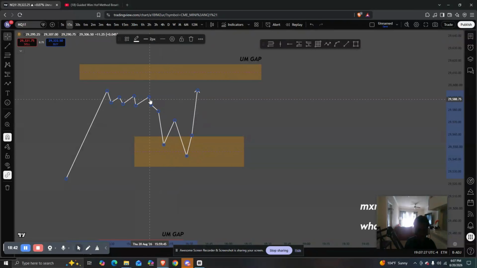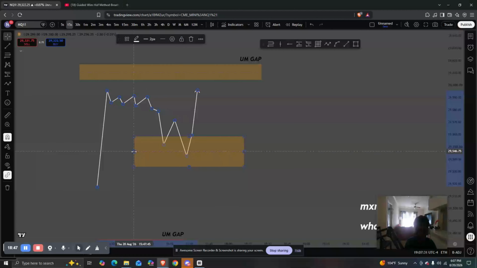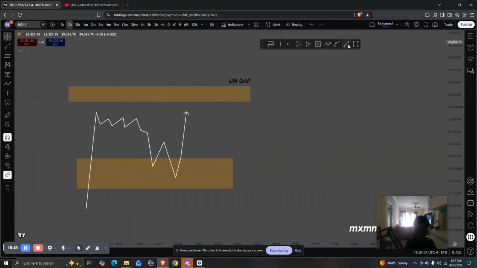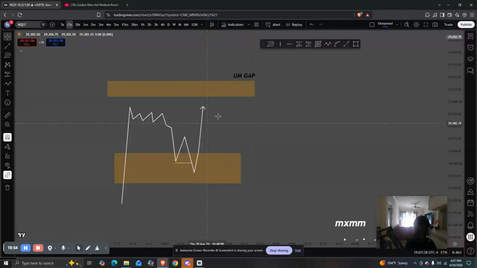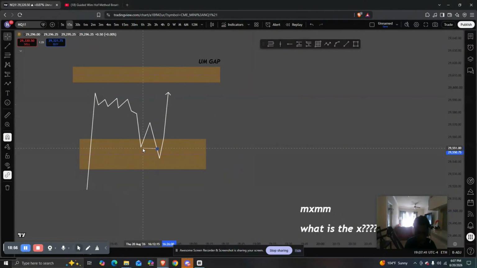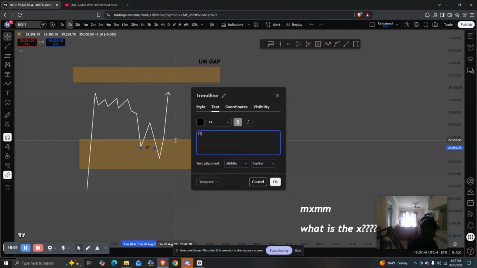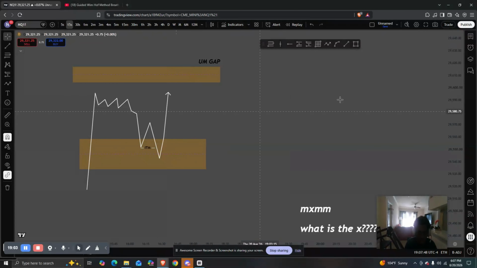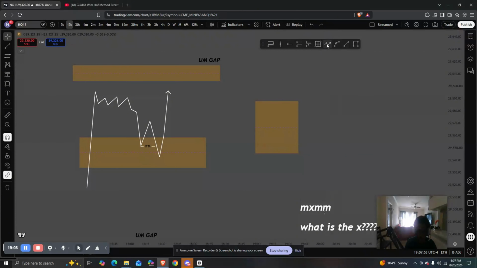Hold on, let me fix this up a little bit. Okay, cool. So intermediate low would be this low right here. So this would be the ITM low, the intermediate low. So the low that hit the gap. And then we just wanted to retrace into the gap one more time before actually displacing. That would be the intermediate low.